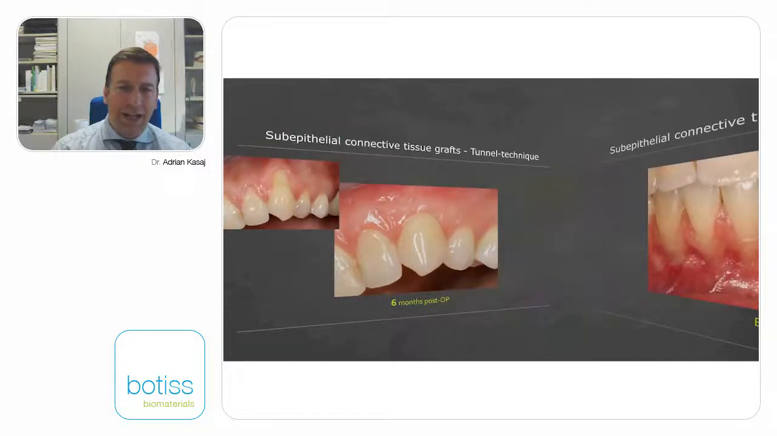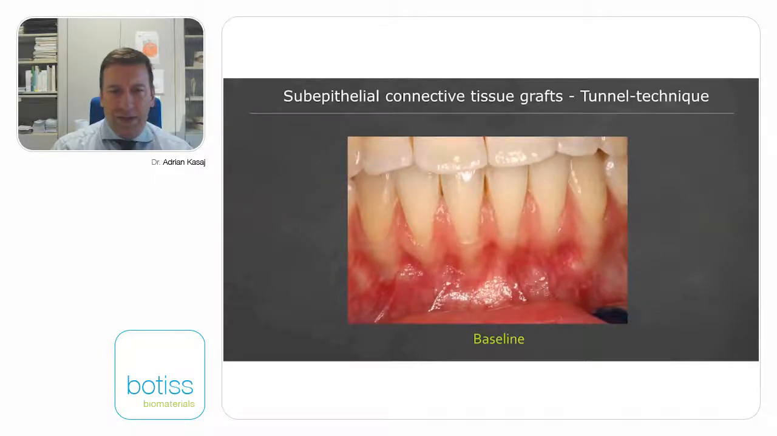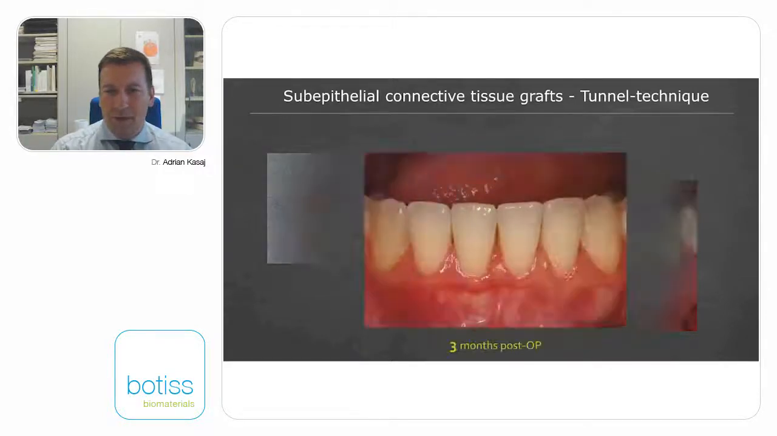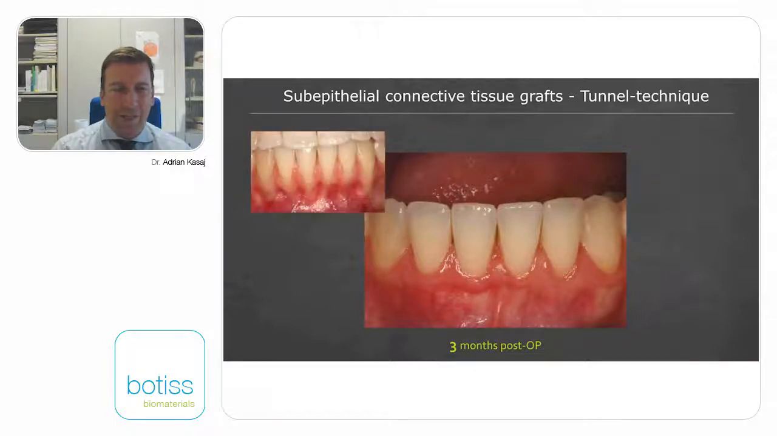Another case in the lower anterior, you see multiple gingival recessions after some orthodontic treatment in this young patient, very thin gingival biotype, and again tunneling of the area, harvesting of the subepithelial connective tissue graft from both sides of the palate, insertion into the tunnel, and the coronal positioning of the whole complex. Here the clinical outcome 3 months post-operative in comparison to the baseline situation.